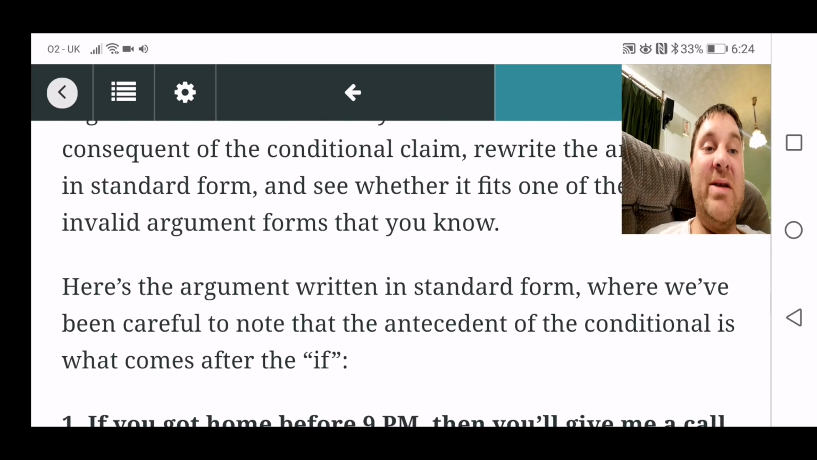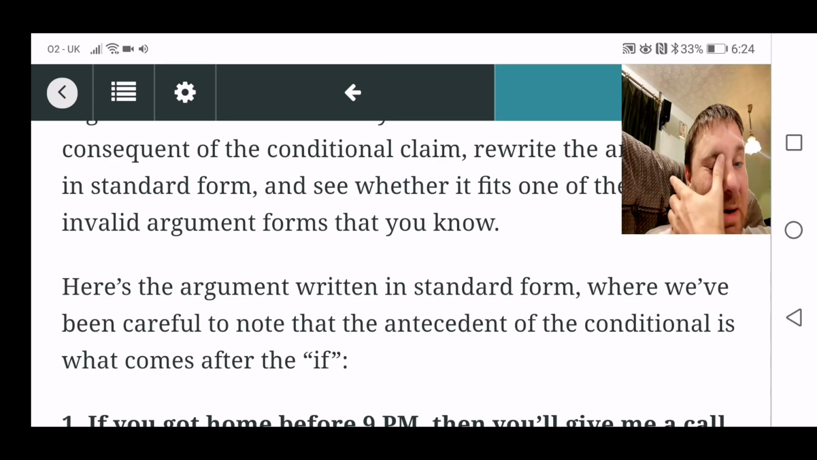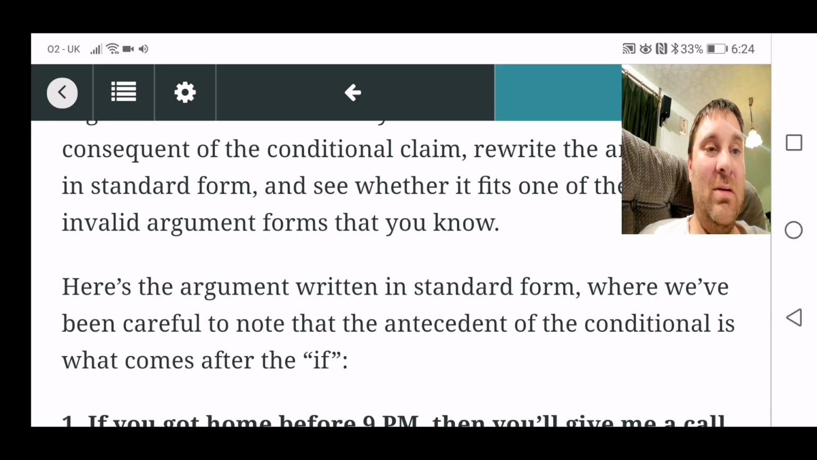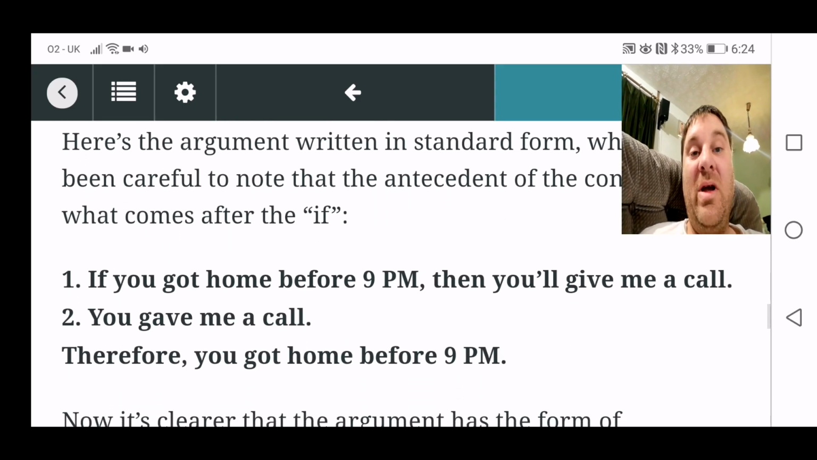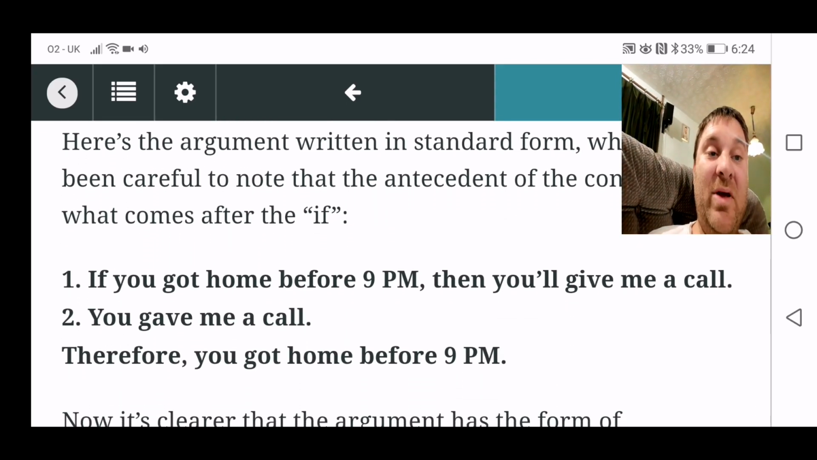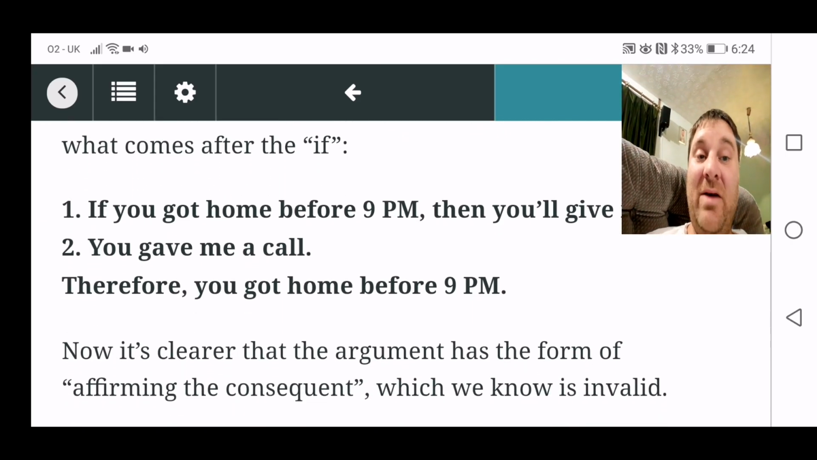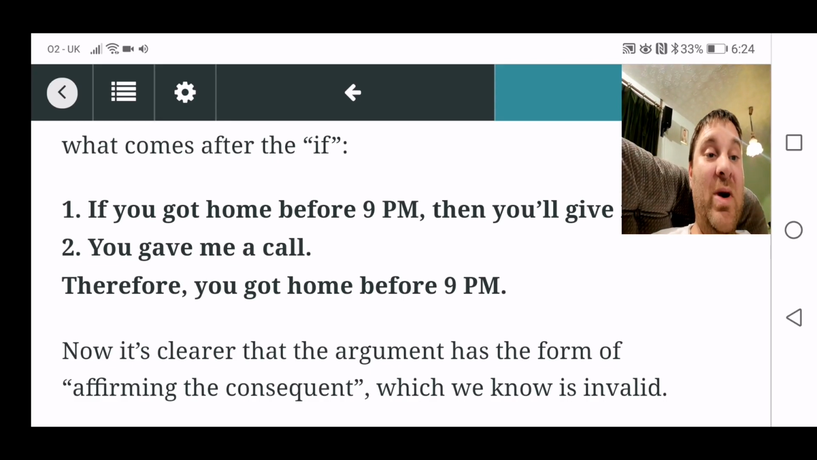Here's the argument written in standard form, where we have been careful to note that the antecedent of the conditional is what comes after the if. So, if you got home before 9 p.m, then you'll give me a call. You gave me a call, therefore you got home before 9 p.m. Now it's clearer that the argument has the form of affirming the consequent, which we know is invalid.